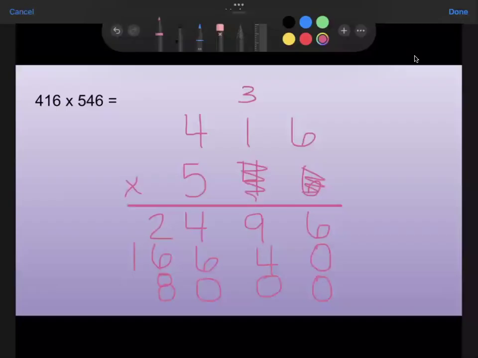And then 4 times 5 is 20. So the 0 goes here and the 2 goes up here. With nothing to hold it, it's going to fall down in front, just like that. Okay, so let me go ahead and add these up and we should have our answer.